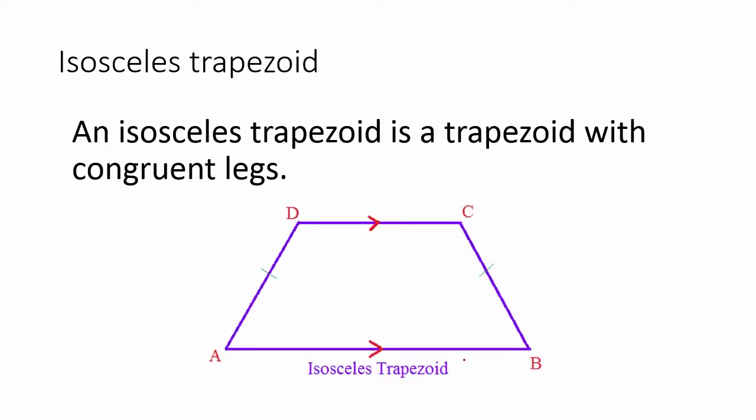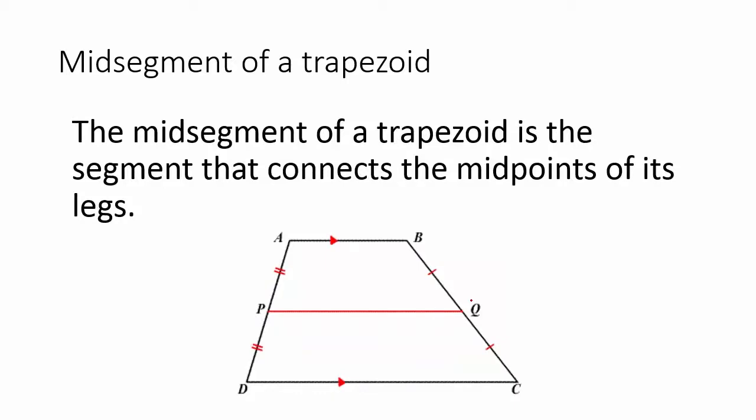Isosceles trapezoid. An isosceles trapezoid is a trapezoid with congruent legs. This is an isosceles trapezoid because the two legs of the trapezoid have the same measure. Midsegment of a trapezoid. The midsegment of a trapezoid is the segment that connects the midpoints of its legs. So we have AD and BC, which are the legs of the trapezoid. We have PQ over here, which is the midsegment of trapezoid ABCD. And you can see this is the middle point, so it cuts AD into two congruent halves, and it cuts BC into two congruent halves.